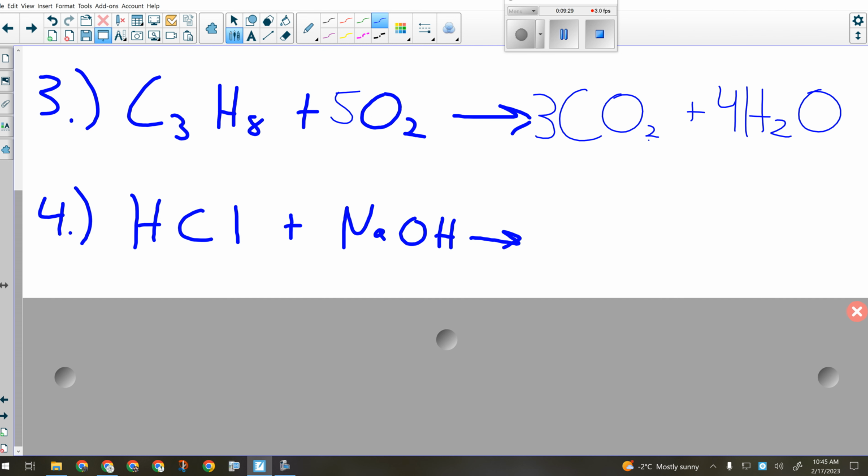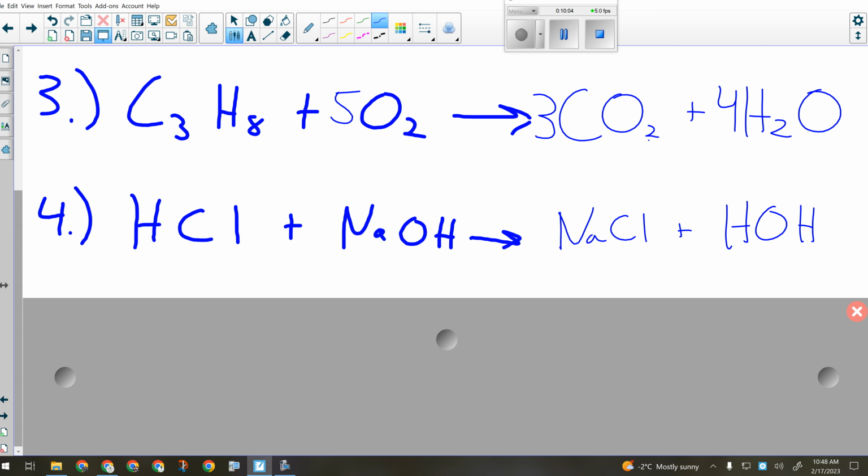All right, give that one a try. Okay, so first step, what kind of reaction is it? It's a double replacement reaction. They're both ionic compounds. Okay, in a double replacement reaction, what do the metals do? They swap, yeah. Okay, they just switch partners. So I'm going to have Na with Cl, and H is going to go with OH. Okay, I just swap the metals.